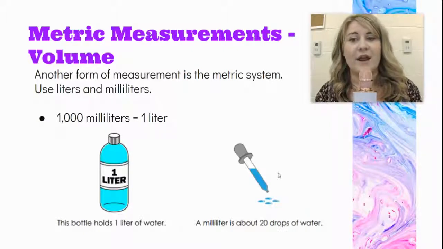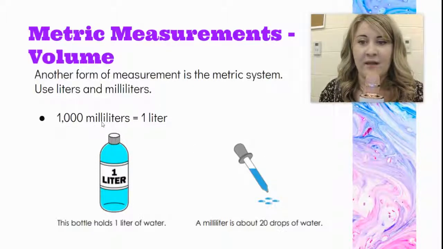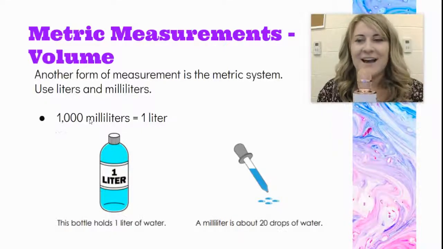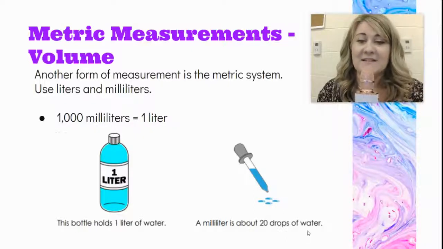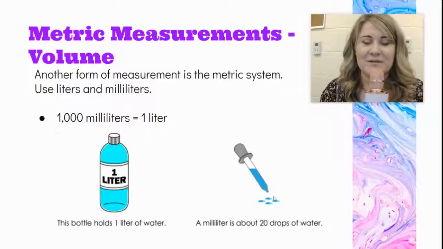The reason why it's called a milliliter is because milli means 1,000. M-I-L-L-I means 1,000. Kind of like a millipede. If you've ever heard of one of those, it's a bug that has 1,000 legs. Milli means 1,000, so milliliter has 1,000. It takes 1,000 milliliters to equal 1 liter. So it takes a lot of milliliters to get a whole liter.